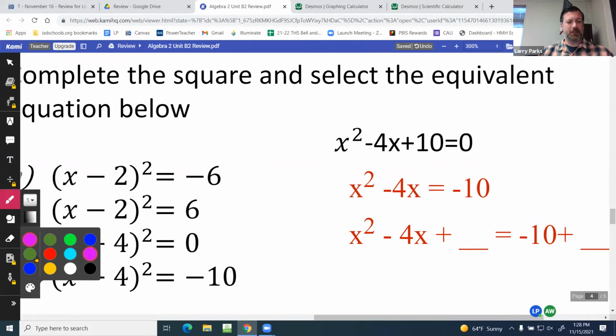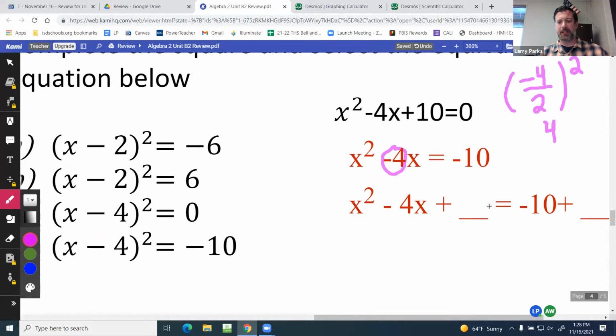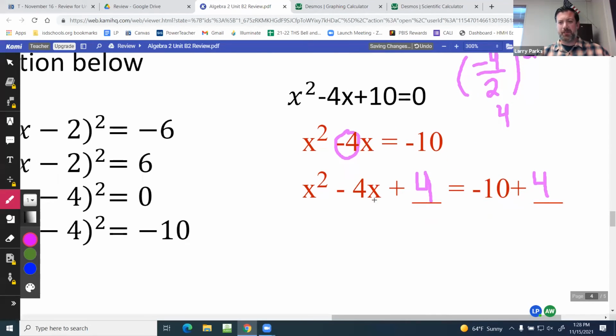Now, what are we going to add to both sides to complete the square? Remember, you take this number, you divide by 2, and you square it. Negative 4 divided by 2 is negative 2. You square negative 2, you get 4. So the special number I need is 4. If there was a number out here, I'd multiply by 4, but there's not, so I put 4 there. What multiplies to 4 and adds to negative 4? That'd be negative 2 and negative 2.